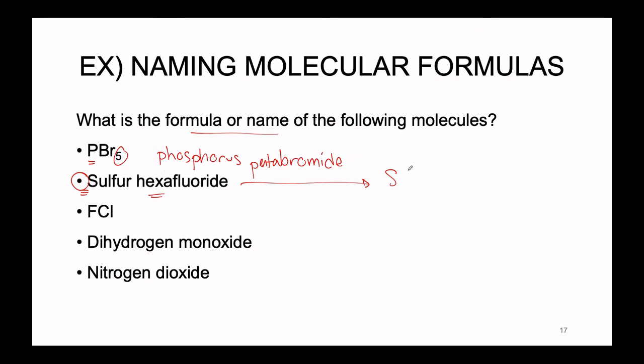Hexafluoride, hexa meaning that we have 6 of our fluorines, fluorine with a subscript of 6. And that is our chemical formula for sulfur hexafluoride.